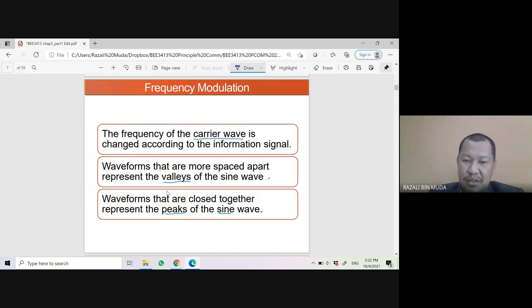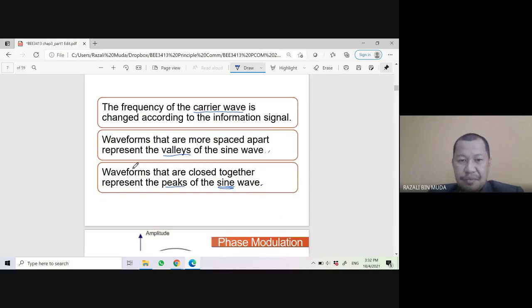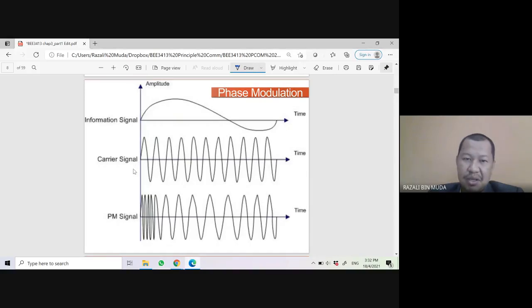information or baseband signal. So this is the peak, this is the valley. If you see this peak, the output peaks are close together, meaning this part has high frequency. And if this is the valley, the lower, negative part of the amplitude of the information signal, the waves are spaced apart. The distance is far, so it represents the valley or the lower frequency of this signal.